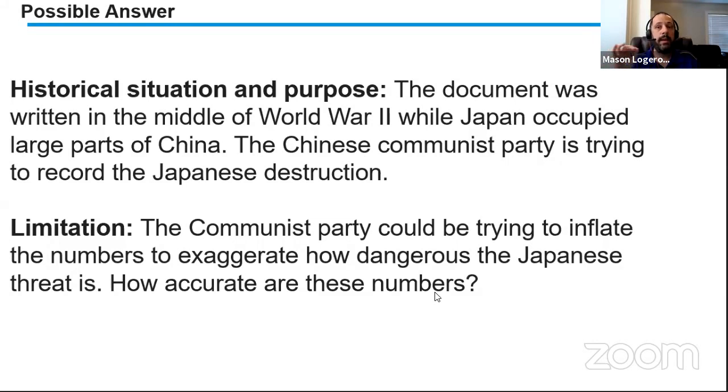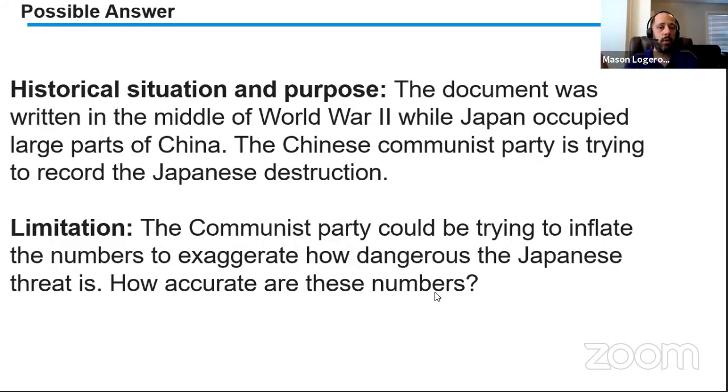But here's something that we can tell. Even with those limitations, if we're not exactly sure of the numbers, we can tell from this document that the Communist Party is fighting the Japanese and fighting the Japanese occupation. And by the way, remember what I said a second ago? The Japanese occupation actually helped the Communist Party kind of rearm, resupply, regather their forces together.